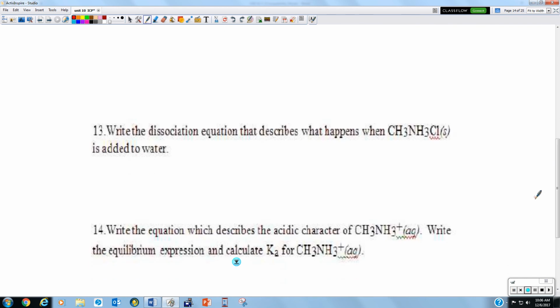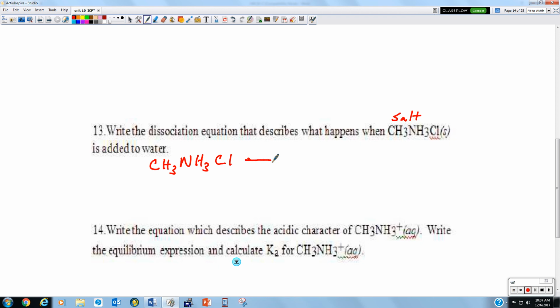All right. So number 13 says write the dissociation equation that happens when amine chloride is added to water. All right. Amine chloride is a salt. So we want to find out our two roots. So we have CH3NH3Cl.